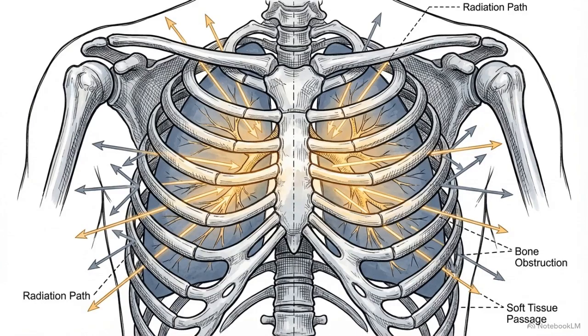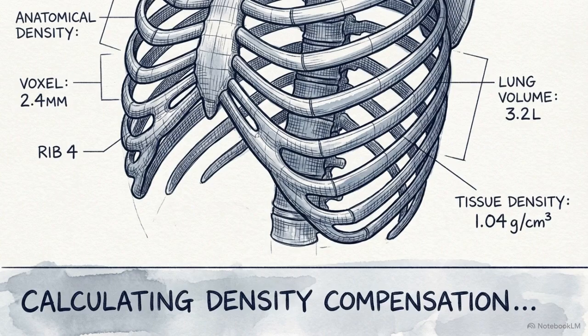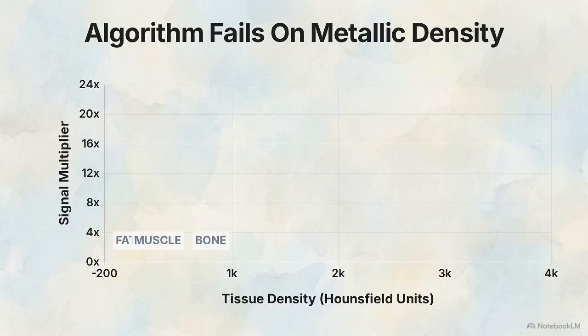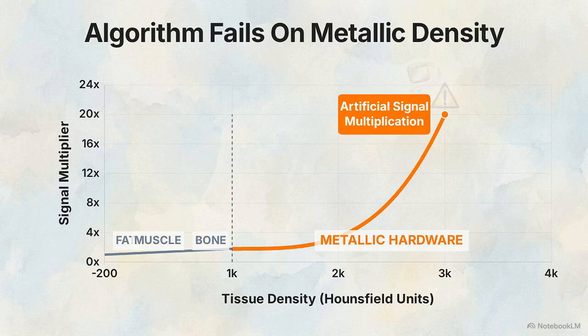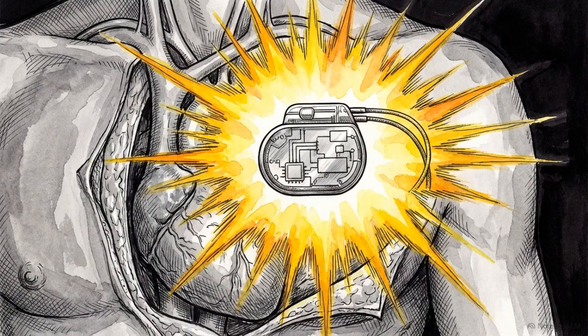Dense bodily tissues naturally slow down or absorb the outgoing photons before they reach the detector. The CT software attempts to account for this physical barrier. This chart shows how the algorithm reacts to varying tissue densities. When photons pass through dense foreign objects, like a metallic pacemaker, they are severely attenuated. The software reads this high density on the CT and exponentially multiplies the PET signal to compensate. The computer overcompensates. By artificially inflating the signal to account for the metal's density, the algorithm creates a glowing pseudotumor right on top of the hardware.